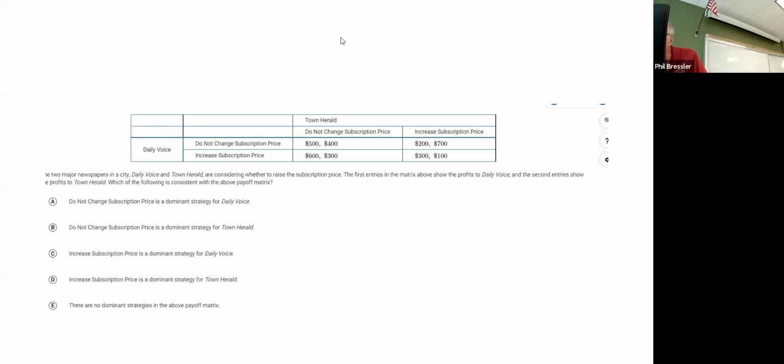All right, so if I'm looking at the Daily Voice, just to go over it, the Daily Voice is going to be the box numbers. And I'm going to be looking downward. So if the Time Herald does not change, the Daily Voice cannot change and make 500 or increase and make 600. They can increase. If the Time Herald increases, it'd be 200 to 300. So there is the dominant strategy.